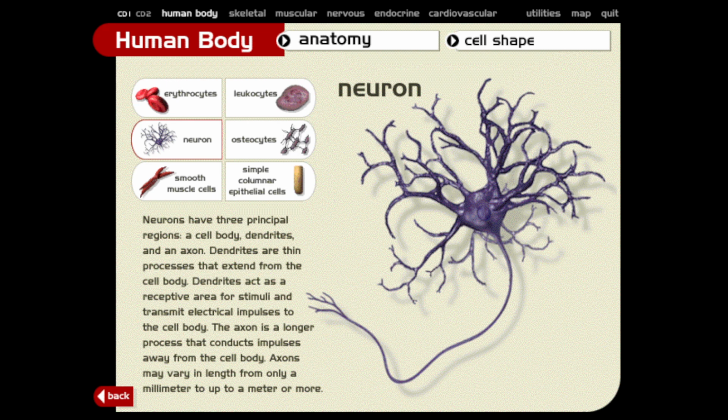Neurons have 3 principal regions: a cell body, dendrites, and an axon. Dendrites are thin processes that extend from the cell body. Dendrites act as a receptive area for stimuli and transmit electrical impulses to the cell body. The axon is a longer process that conducts impulses away from the cell body. Axons may vary in length from only a millimeter to up to a meter or more.